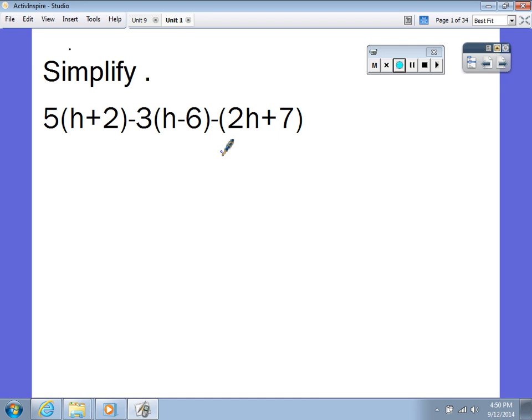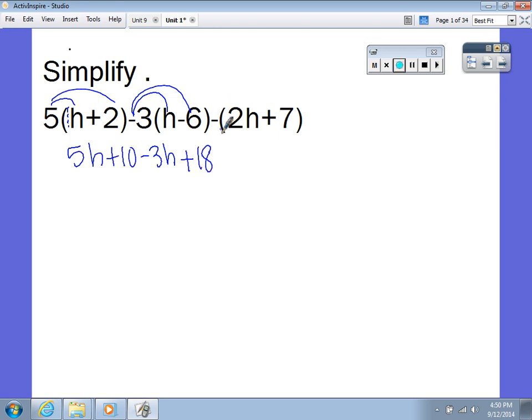And y'all would tell me that we distribute. That's the fancy word. And this is just a recap. That would give us 5h, because remember there's an understood 1, plus 10, because we distribute to each term. Then when you distribute this one, make sure you do negative 3 times h, which is negative 3h. Negative 3 times negative 6 is positive 18.